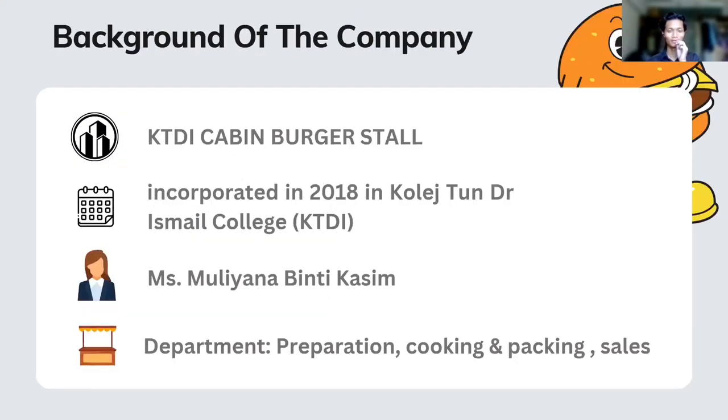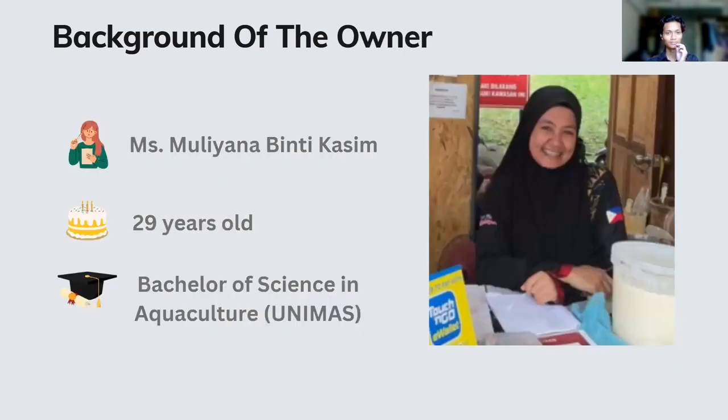So this is the background of the company. The name of this business is Ktdi Cabin Burger Stall. It was incorporated in 2018 in College Tun Dr. Ismail College at UPM. The owner of the business is Mrs. Mulyana binti Kasim. And this business only has 3 departments, which are preparation, cooking and baking, and sales.